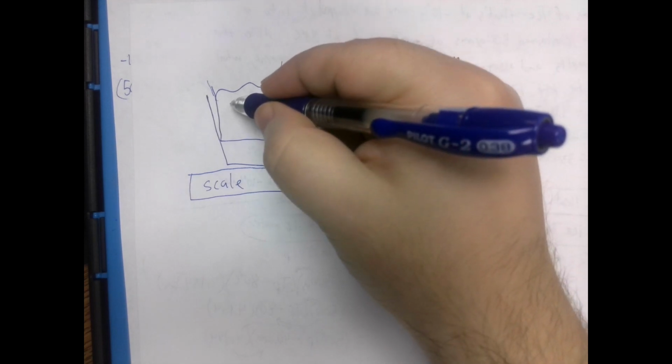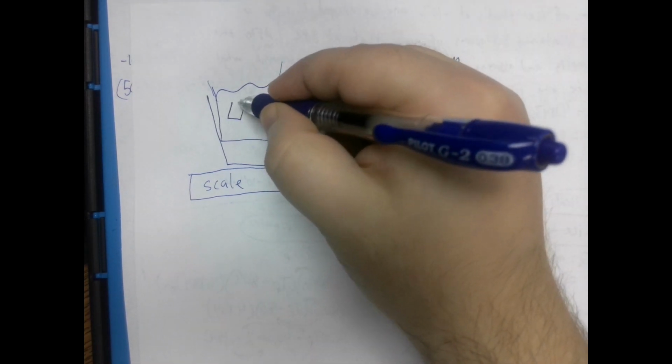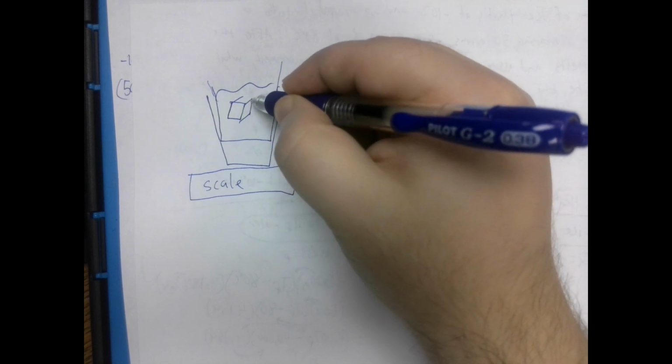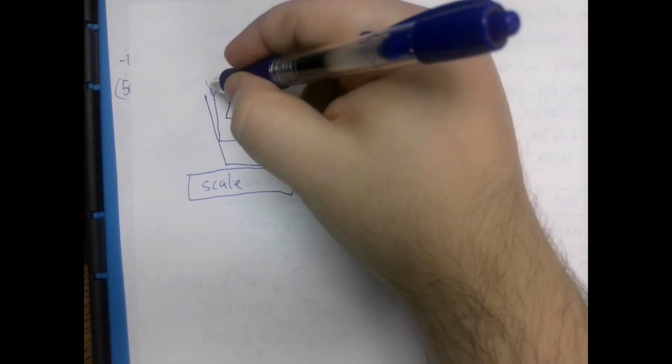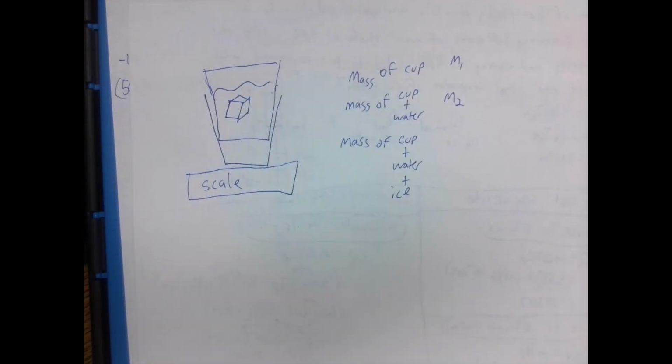So I'll call this M1, this M2, and then we'll quickly add some ice. We can assume the ice is at 0 degrees. And then take the mass of cup plus water plus ice. And then close the lid. I'm going to call this M3. Foam lid will be better, but putting a plastic lid on is better than nothing.